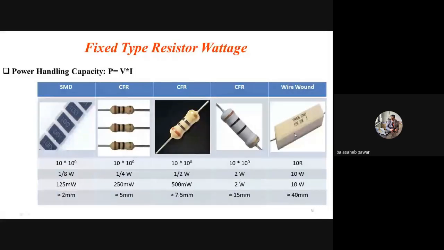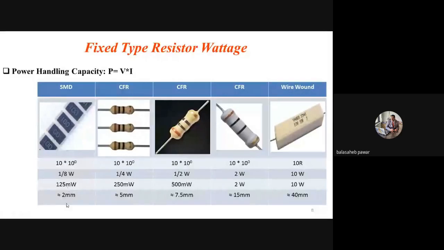So you will observe the value in terms of resistance is the same for all resistors, but the sizes differ. This last one is the largest, as its power handling capacity is 10 watt. And the first one, which is SMD, is the smallest in size, and its power handling capacity is only 125 milliwatt, or it may be somewhat less than that also.